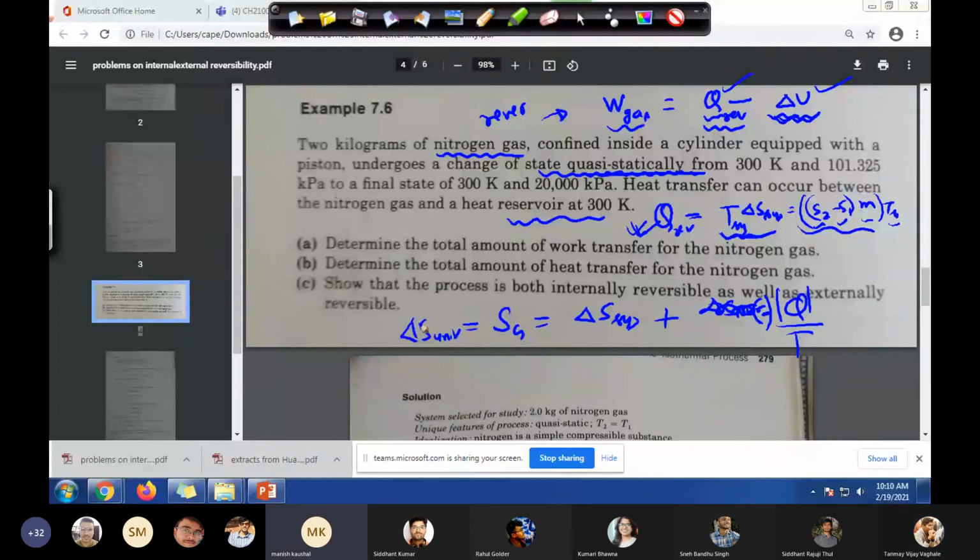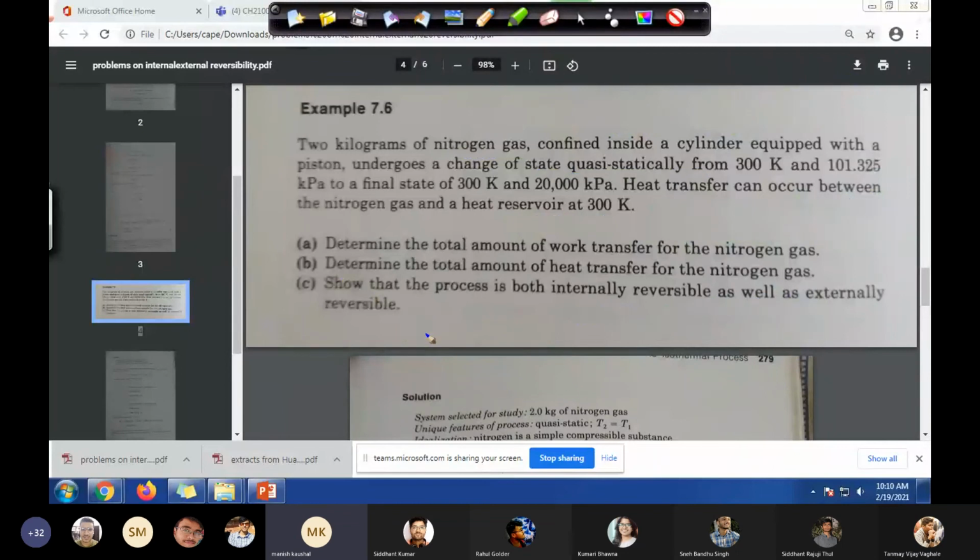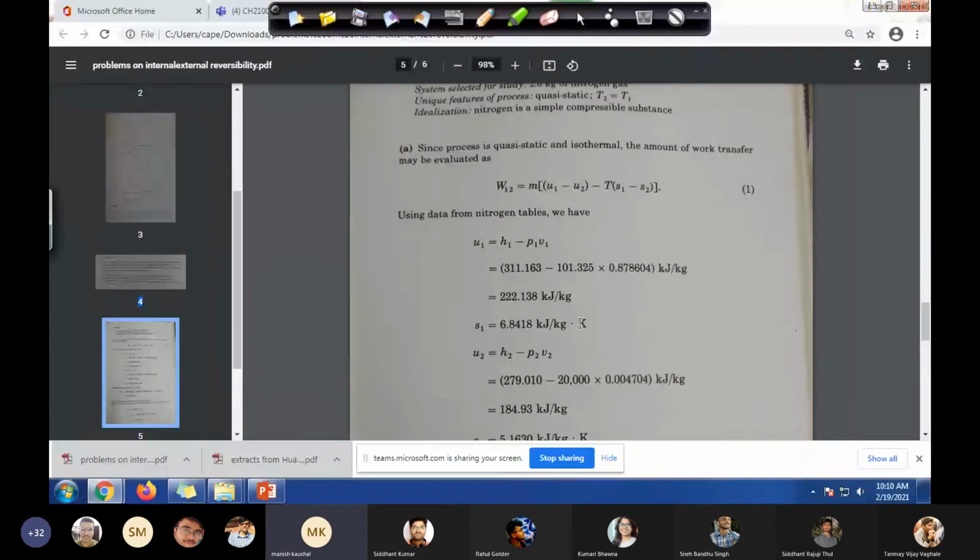Okay. So let's see what the numbers are, whether our approach was correct or not. Let's check it. Yeah. So W, that's how they have calculated. You see here, this is the delta U, and this is Q reversible. Okay. So W12 is fine.